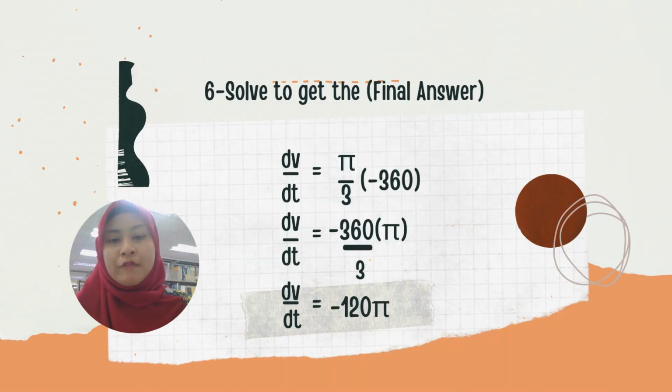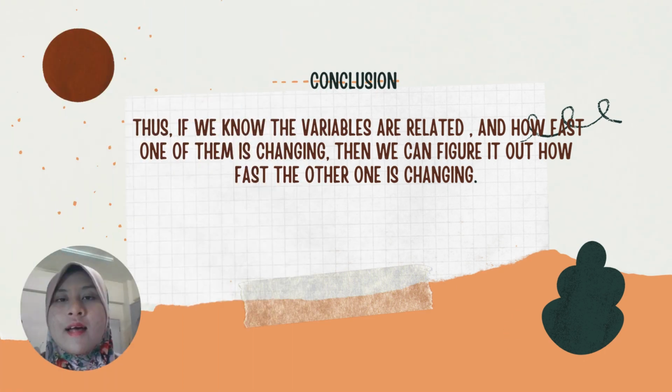Okay, last step is to solve to get the final answer. From the solutions before, we get negative 360 inside the bracket. Then from that, we just divide it by 3 and multiply with pi, and then we get the final answer, which is negative 120 pi. So as conclusions for the example question, if we know the variables are related and how fast one of them is changing, then we can figure out how fast the other one is changing.